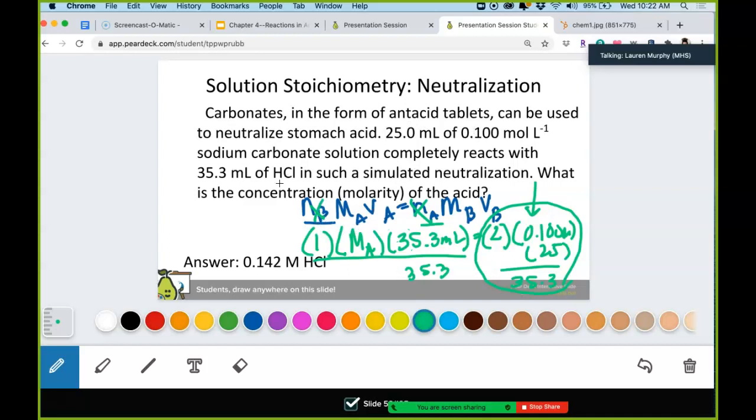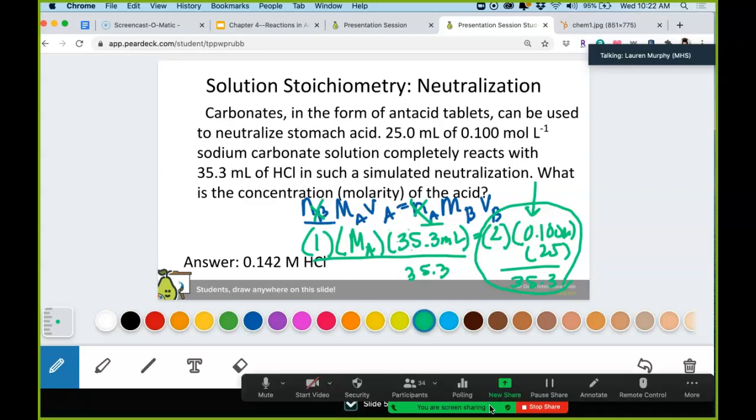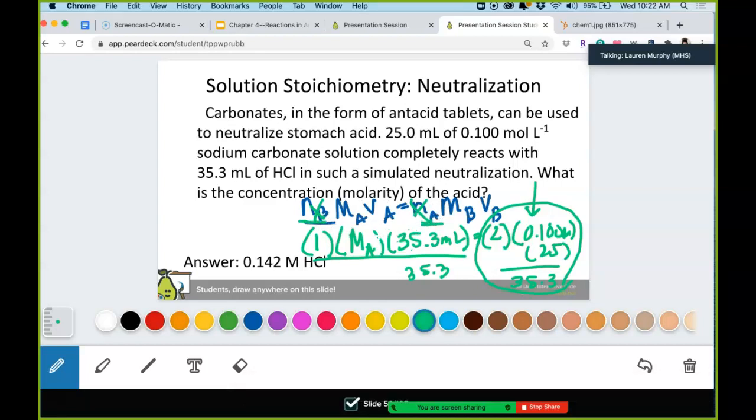This is not a dilution problem. This is a chemical reaction. However, it works similarly to the dilution problem in terms of this equation. You just have to pay attention to the mole ratios from the reaction. Question so far?